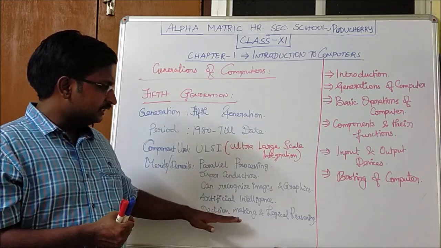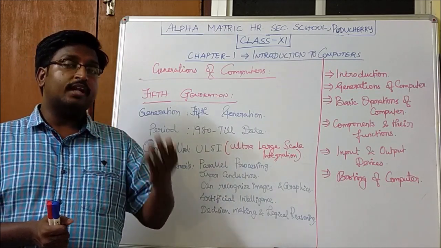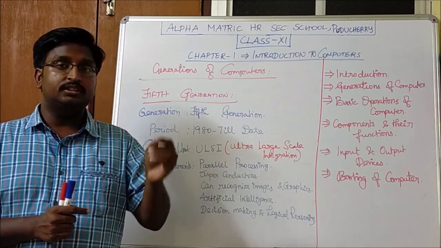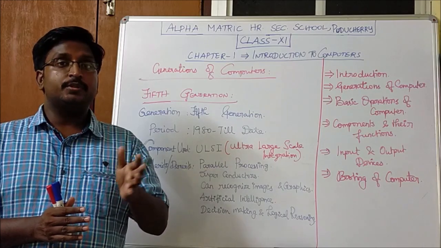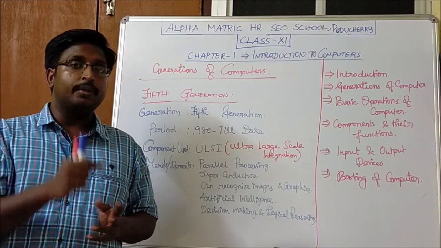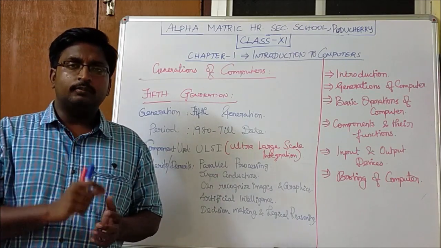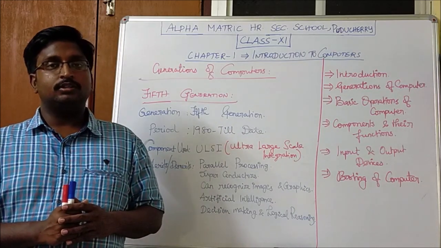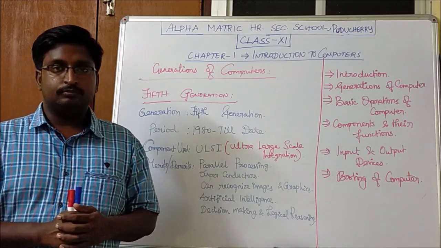And the last one is decision making and logical reasoning. The computer has been programmed to make decisions. It has the capability to decide whether to continue or not in a certain situation. In an unconditional situation, it will decide automatically. For example, if you are inserting a pen drive, you are using a pen drive with a size of 8 GB and you have content of 9 GB.